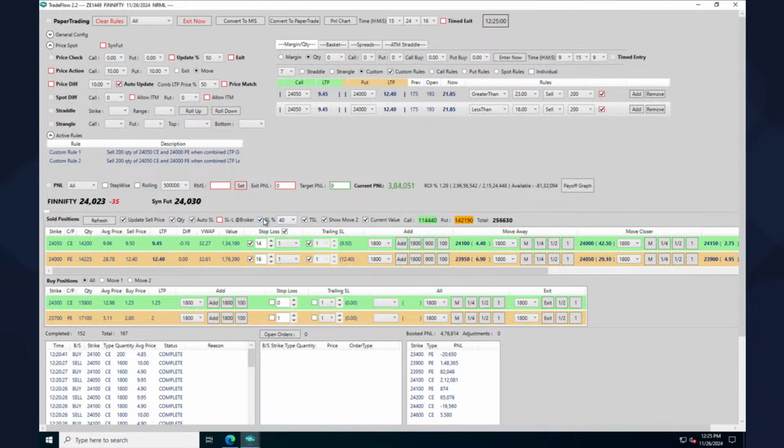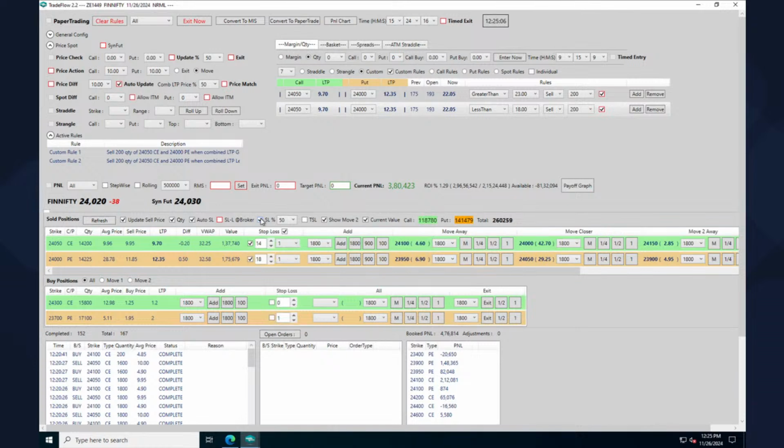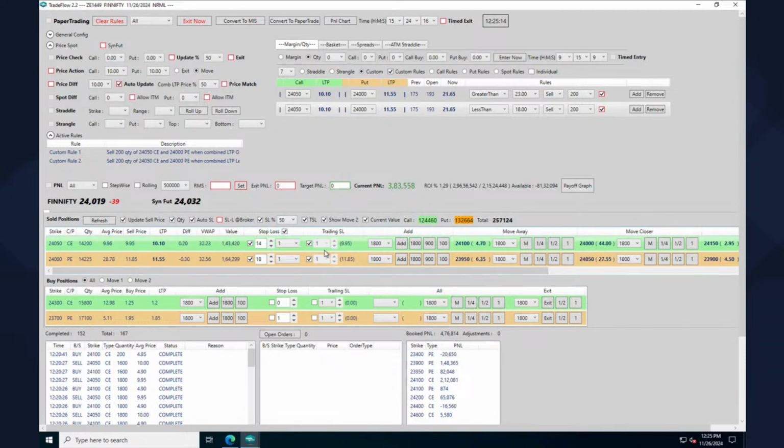Maybe I'll probably put 50% SL. All right. So it's 50% SL in case the market, this actually goes to 14 or this goes to 18, I'm going to exit. And also I'm going to put a trailing stop loss. And that would actually protect me at least from getting into massive losses. That's all. So that is the only condition that I have right now.